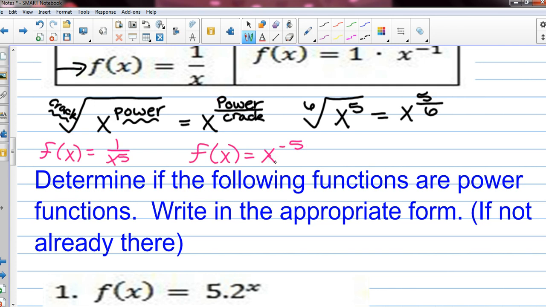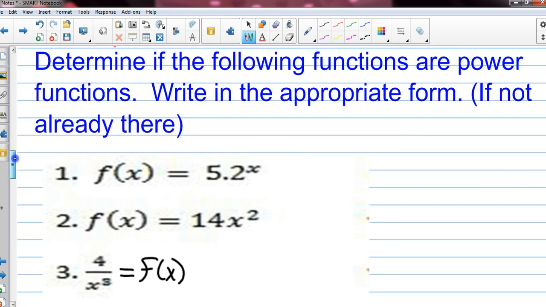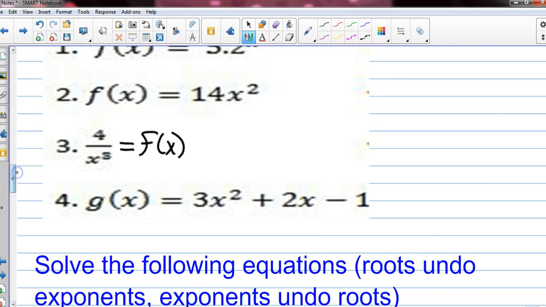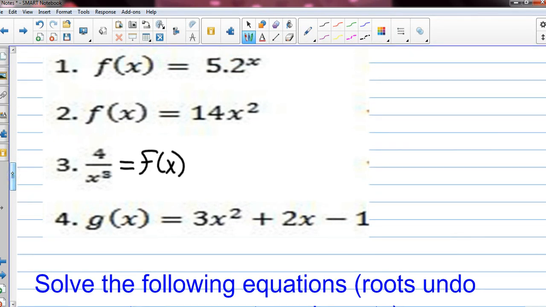All right, so let's do some examples. The first thing, this is determine if the following functions are power functions. Write in the appropriate form. If not, already there. So, number 1, f of x equals 5.2 to the x power. Is this a power function? The answer is no. The reason this is not a power function is because the exponent is a variable. In power functions, the exponent is never a variable. It's always a number. So number 1 is no.